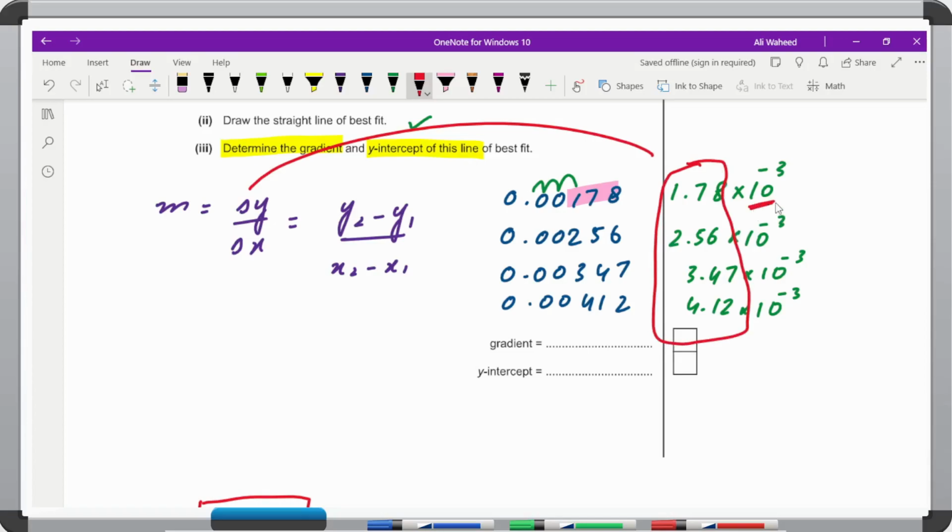And this factor can be compensated by writing this factor along the axis. So on the y-axis, where you write the quantity slash, you can write the exponent as well. The very same exponent that you separated from the values, you can write on the axis.